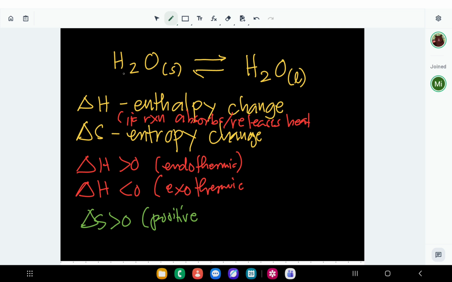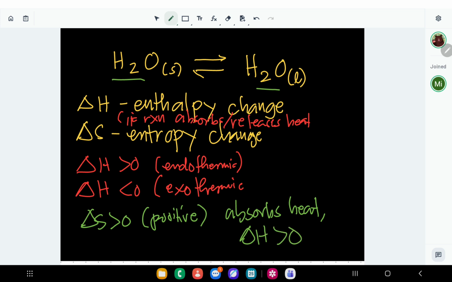In this case, we have water from solid to liquid, so it absorbs heat. That means delta H is greater than 0, which is endothermic. Slightly endothermic.